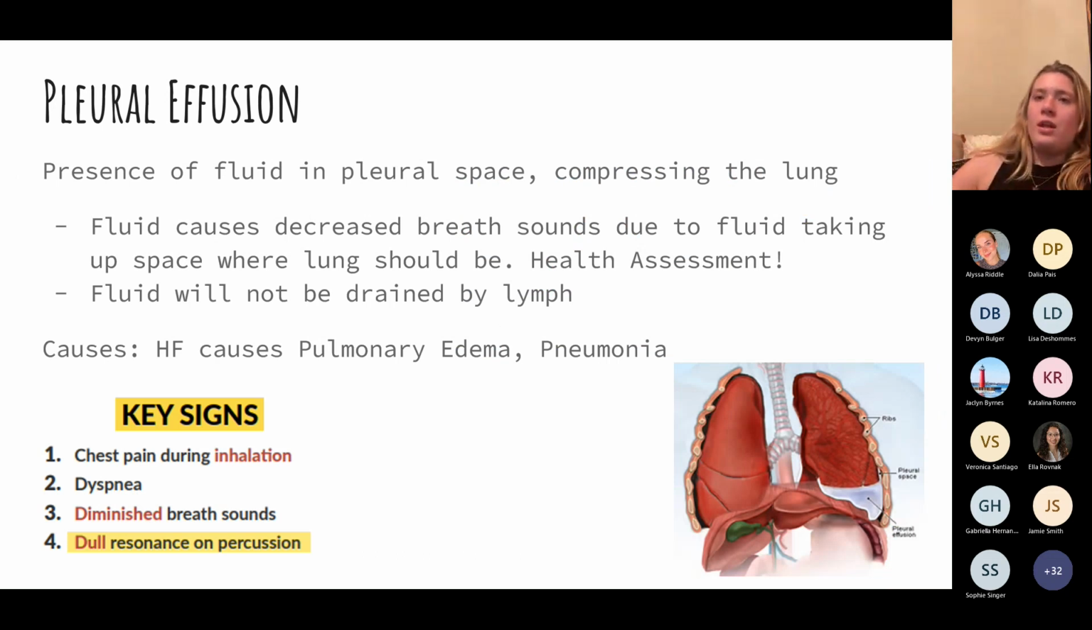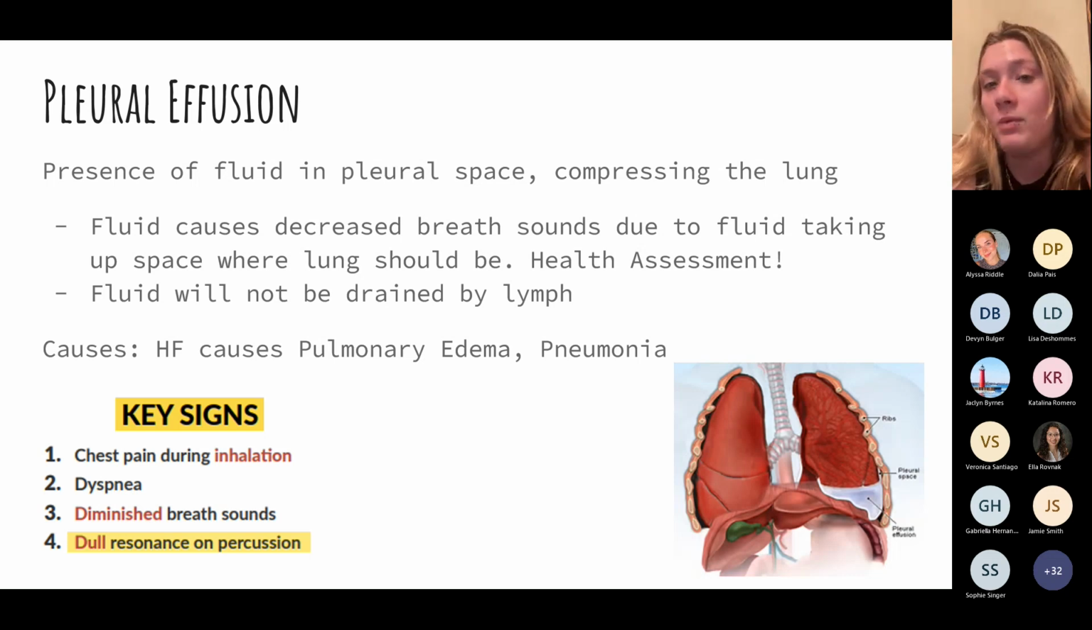Our pleural effusion, this is fluid in my pleural space. As you can see in the photo below, as fluid increases, it compresses my lung. What happens if my lung gets compressed? It can't hold in as much oxygen. So our concern is oxygenation. So lots of causes: heart failure resulting in pulmonary edema, and pneumonia as well.